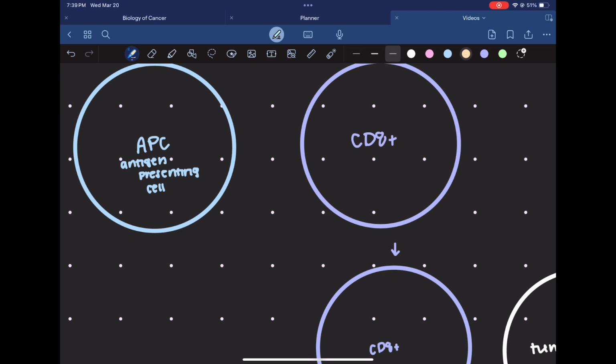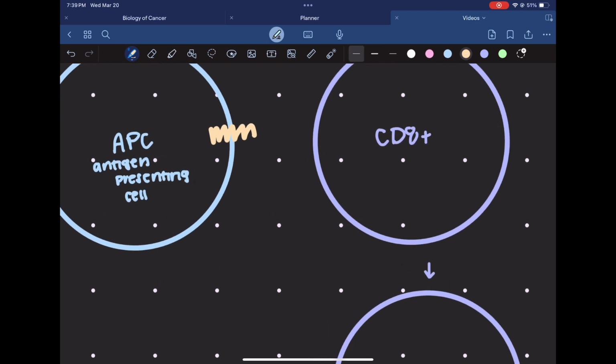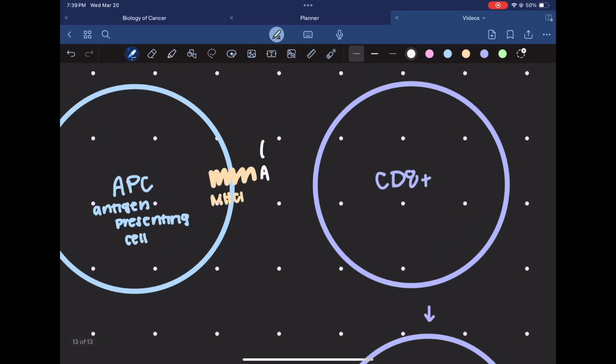So our antigen presenting cell is going to have a molecule called MHC1 on the surface, which is responsible for presenting an antigen. So I'm going to label A. So this is my antigen, which again is just kind of my protein fragment that identifies my target or cancer cell.